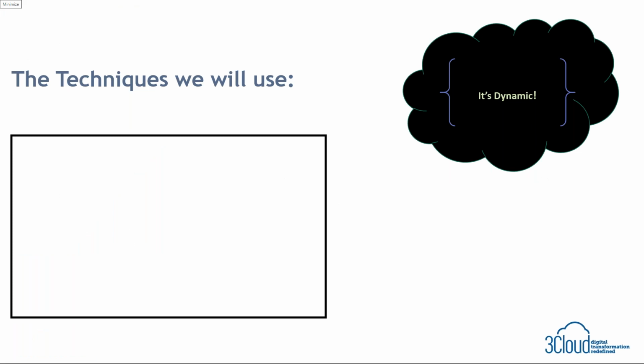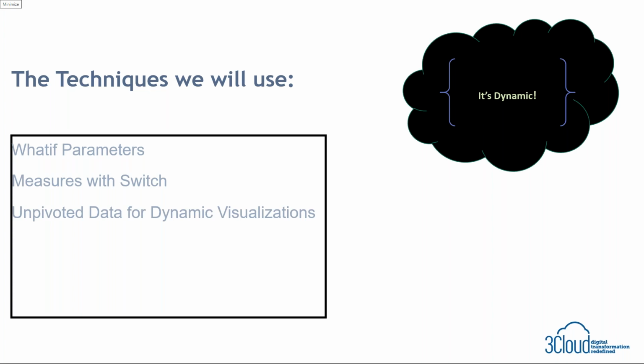The techniques we're going to use today. What-if parameters. These are parameters that you can use to do things like have top 10, top 5, to allow your users to determine how many records they want to see. Measures with switch. These are great for determining what's in a column. They're also a really useful technique for changing the values that go into a trend line and allowing us to hide and display trend lines at will. You'll see that pretty soon.